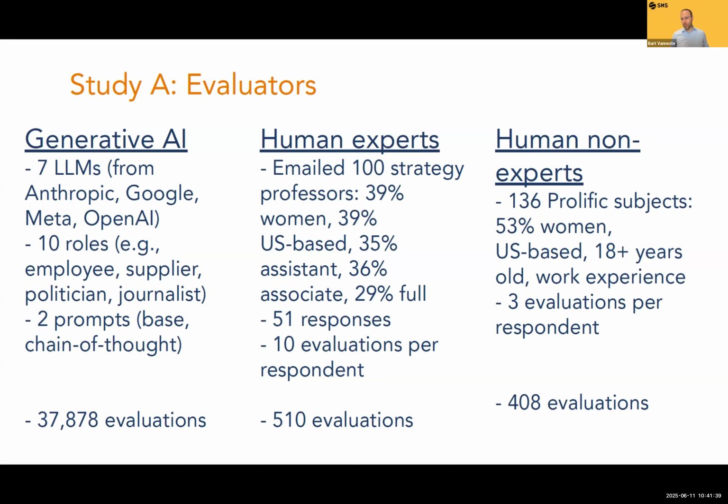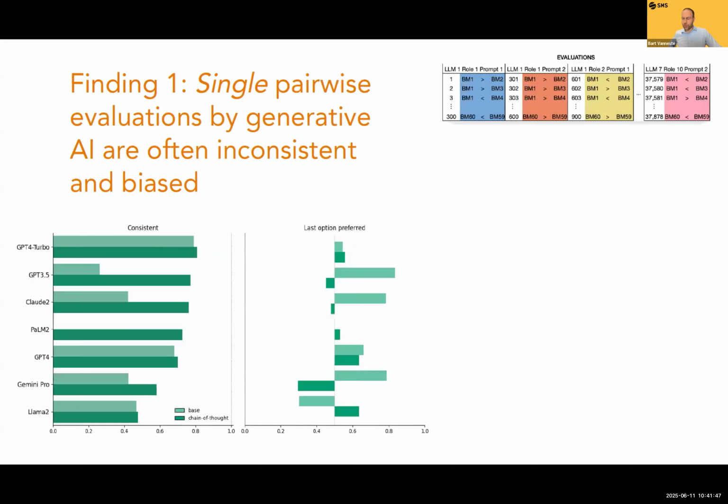And then we also had a sample of non-human experts. Let me focus first on what kind of traction we got with the generative AI. In the first instance, we were looking at, if I present 2 business models, A versus B, and ask which one is better, do I get the same response if I ask the question A versus B as B versus A?